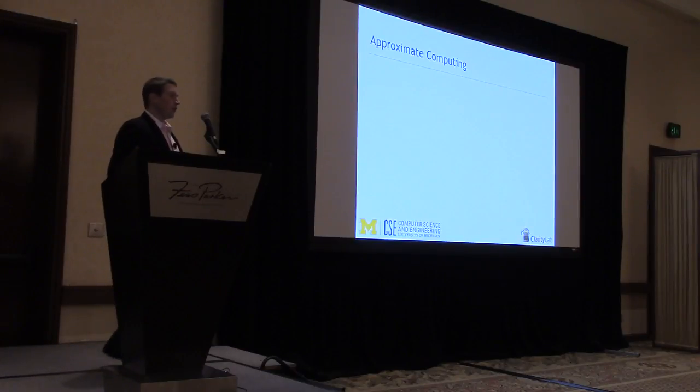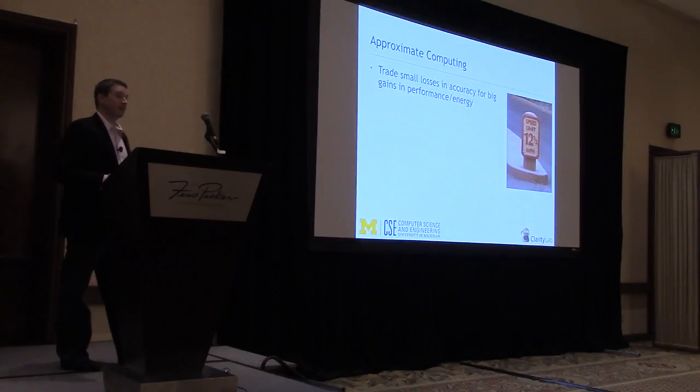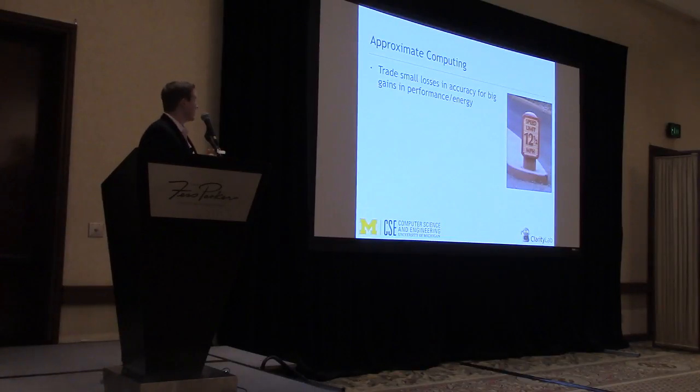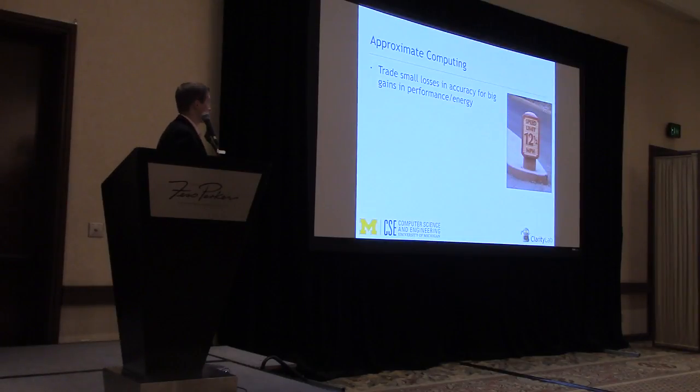In many cases, we can get by with less accuracy. This is really one of the ideas that underpins approximate computing, which is that in many cases it's desirable to trade small losses in accuracy for large improvements in either performance or energy.